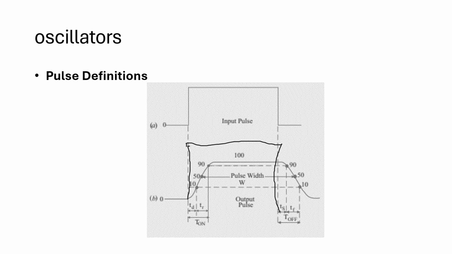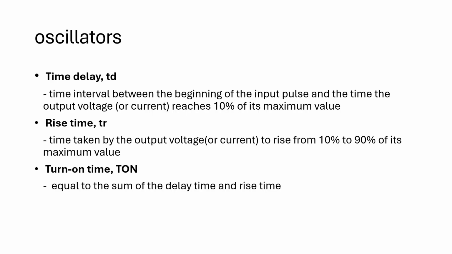So let us first define the following terms regarding pulses. We have the time delay. What do we mean by time delay or TD? Time delay is the time interval between the beginning of the input pulse and the time the output voltage or current reaches 10% of its maximum value.